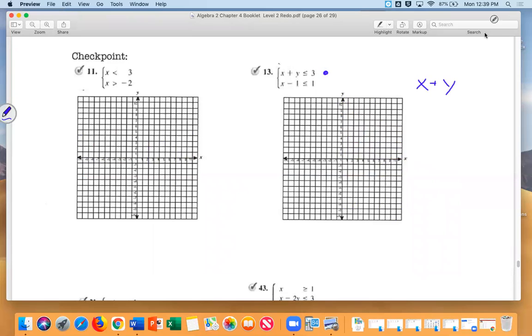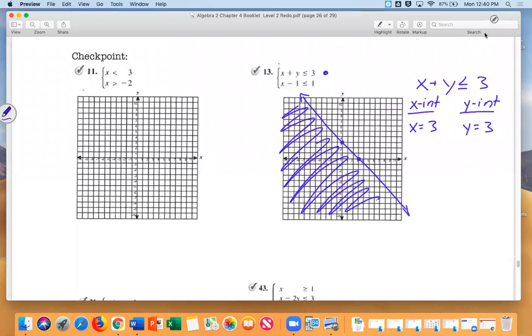Here, x plus y is less than or equal to 3. You can do the cover-up method. Remember, for the x-intercept, you cover up y. So I have x equals 3. For the y-intercept, cover up x, and you get y equals 3. It's a solid line because of the symbol. So I'm going to go ahead and do my best. Now, I don't know which side to shade on, so I picked the test point of 0, 0. Is 0 plus 0 less than 3? Yep. So I'm shading below that line, on the side of 0, 0.